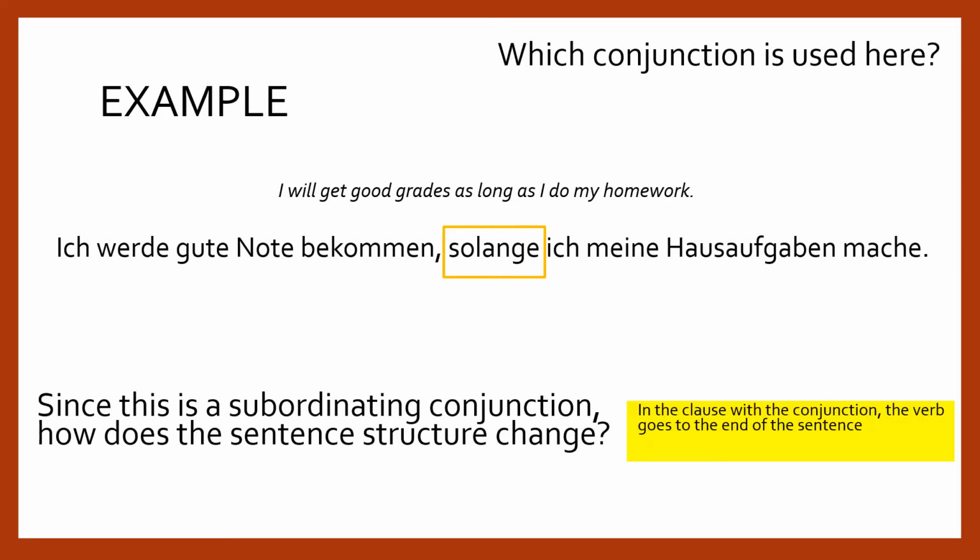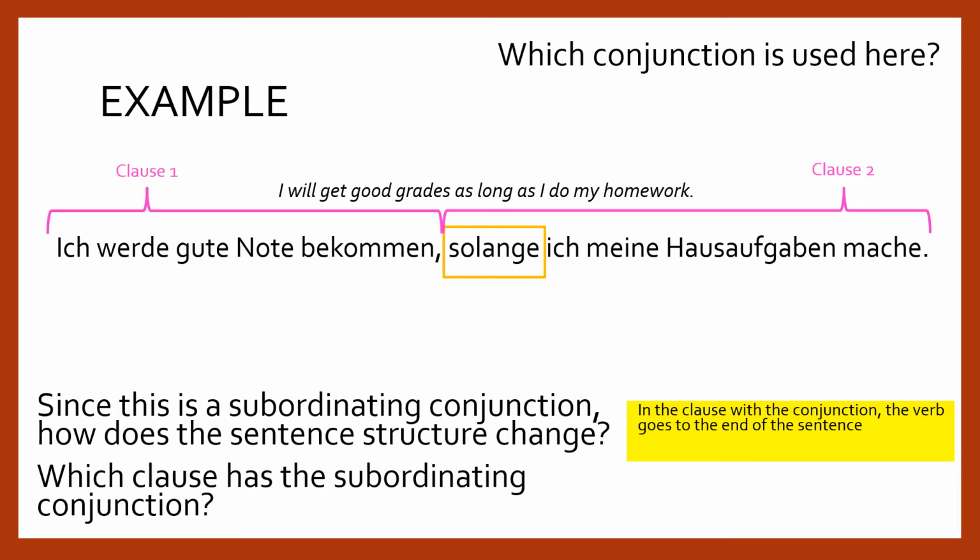So in the clause with the conjunction, that verb is going to move to the end of the sentence. So which clause has that subordinating conjunction? It's that clause 2, that second clause. So that first clause is going to be exactly the same as a normal German sentence structure. We have the subject and verb together, ich werde, and that verb is in that second position of the sentence.